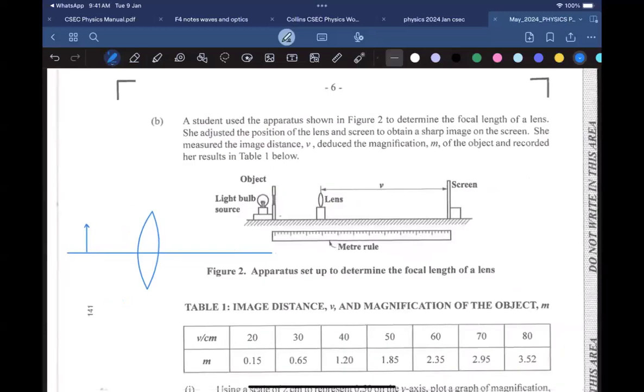And one more thing. Since that is a convergent lens, all my images would be produced where? Behind my lens, in front of my lens, somebody tell me. In front of the lens. In front of the lens, so it's real, right? And all my images would be what? Inverted. Would be inverted, right?